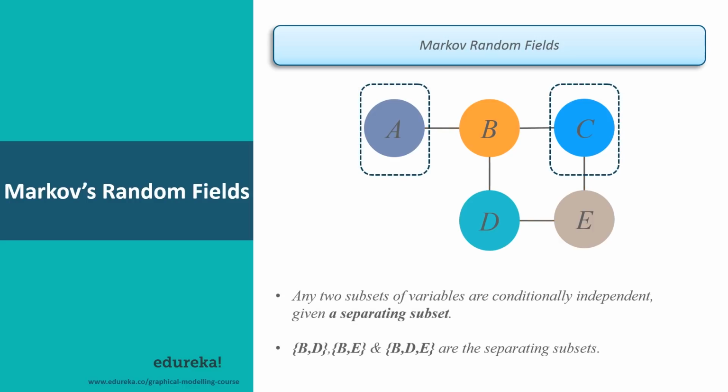It's B, D, B, E, and B, D, E. They are the three options that you have. So if you observe this graph properly, it actually makes the subset of A and the subset of C conditionally independent of each other. So this property is the most basic form of Markov random fields.